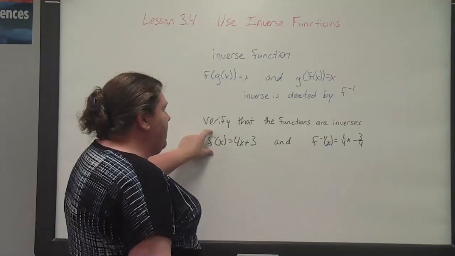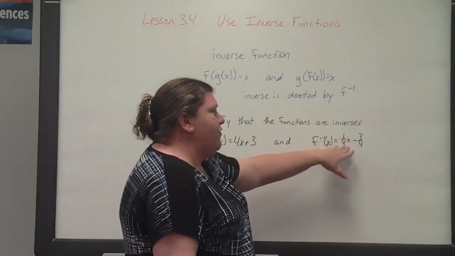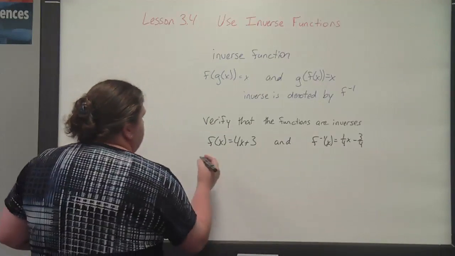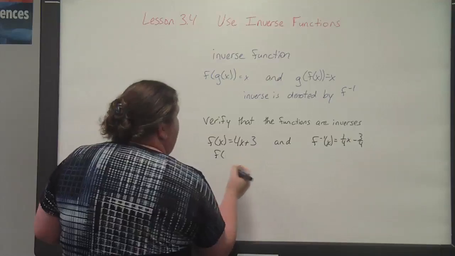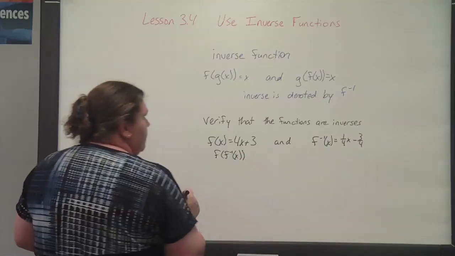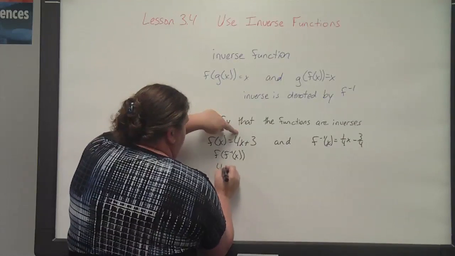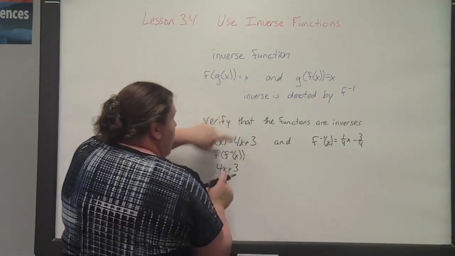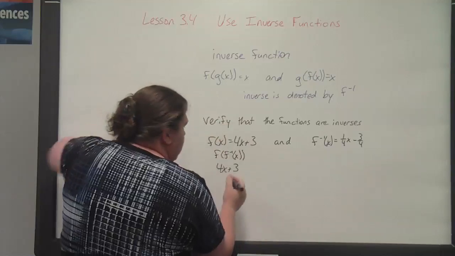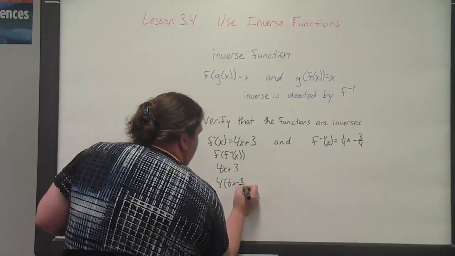So again, we have f of x equals 4x plus 3, and f inverse of x equals 1/4 x minus 3/4. So I need to do f of g of x, or f of f inverse of x. Now, what I want to do is f of x, so 4x plus 3. Now, once I put that in, remember I need to put my f inverse in place of my x. So I'm going to say 4 times 1/4 x minus 3/4.